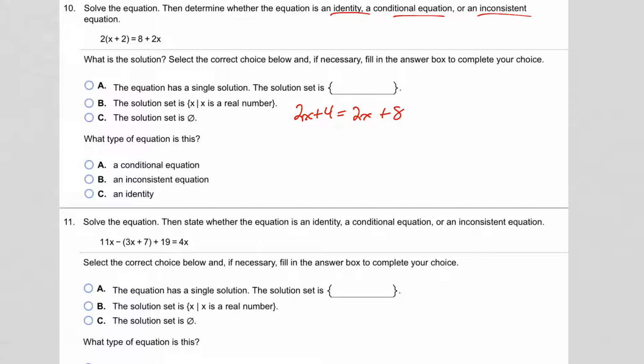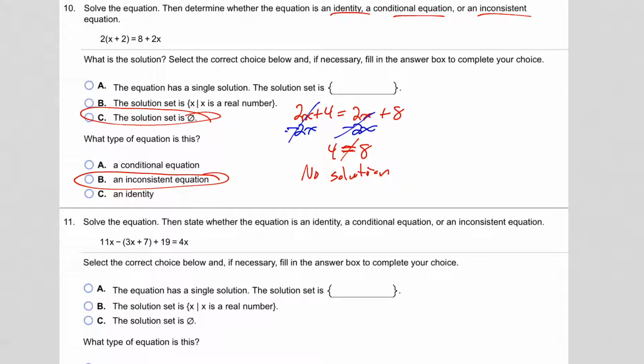So as you can see, they have the same slope, different intercepts. That's going to be parallel or no solution. But let's just go ahead and subtract these two guys. Whoops. Let me erase this. So 4 definitely does not equal 8. So this is no solution. So that would be the empty set, and this is inconsistent. Okay.